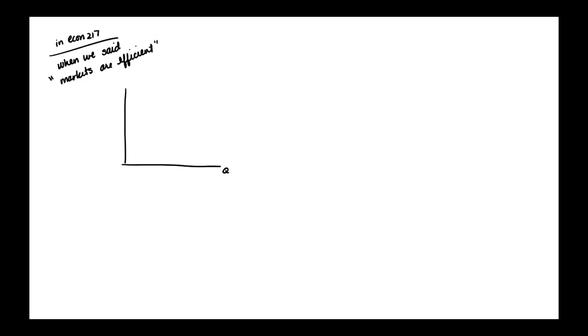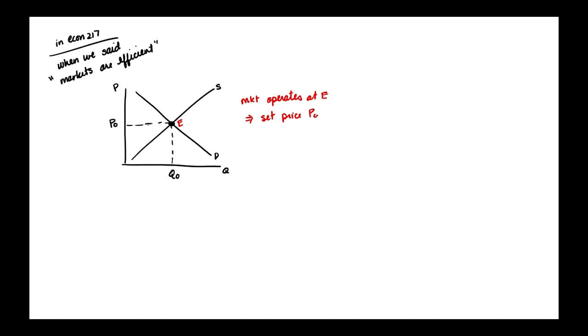So guys, you remember us saying markets are good, markets are efficient. And we modeled it. We said P0 is efficient, Q0 is efficient, right? And so we said that the market's going to operate at E. It's going to set a price P0, and it's going to exchange Q0 units. If we don't interfere with the market and we just let it work, then it's going to allocate resources to where they're most highly valued.